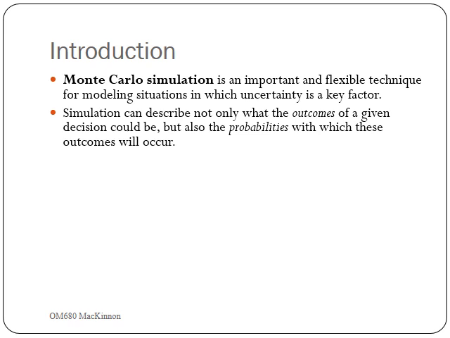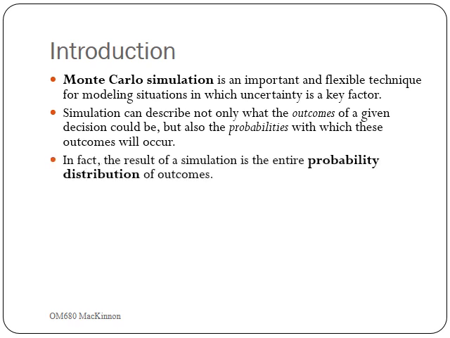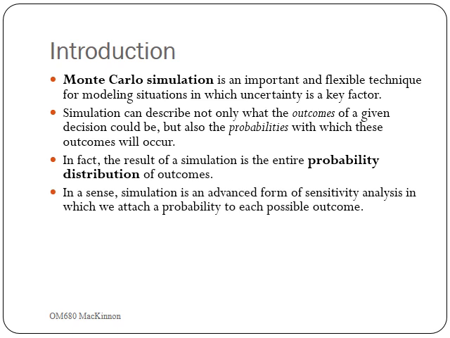Monte Carlo simulation, or simulation as we call it, can tell us not only what the outcomes of a decision could be, but the probability of those outcomes. In fact, the result of the simulation is a probability distribution of the outcomes. So you don't just get an outcome, but you get the probability of that outcome occurring. In a way, this is a sophisticated and advanced form of sensitivity analysis.